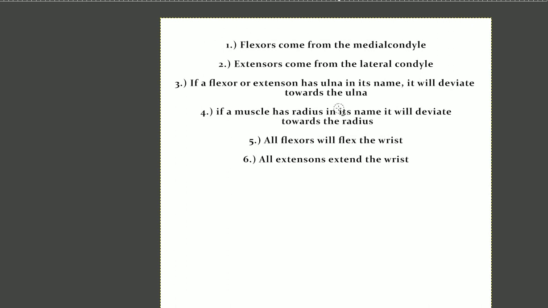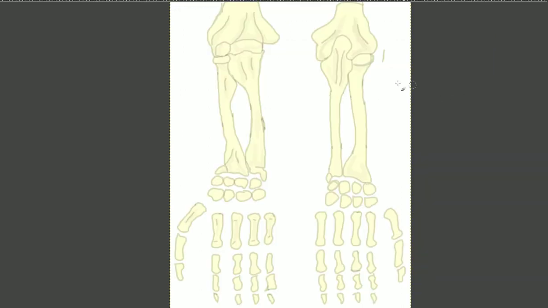The names of these extensor and flexor muscles are going to seem really crazy and confusing, but if you break down their names, it's going to tell you everything it does. Then, last but not least, the givens: all flexors will flex the wrist. They're going to flex the wrist, and then usually we'll have an assisting action with flexion of the elbow too. And then all extensors are going to do the same thing but opposite. So they're going to extend the wrist and then assist with extension of the elbow. So let's go ahead and look at some of these muscles.